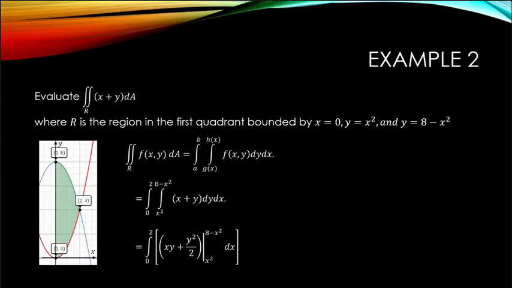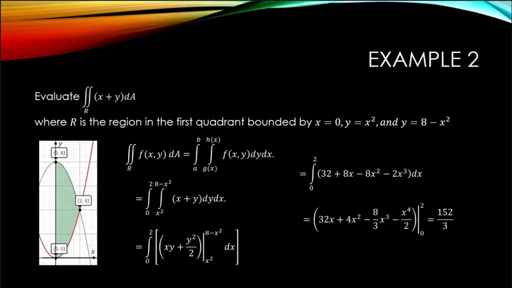This gives me an integral from 0 to 2 of the quantity xy plus y squared over 2 evaluated from x squared to 8 minus x squared dx. My outer integral simplifies to become the integral from 0 to 2 of the quantity 32 plus 8x minus 8x squared minus 2x cubed dx. The integration gives me 32x plus 4x squared minus 8/3 x cubed minus x to the 4th over 2 evaluated from 0 to 2. This becomes 152 over 3.